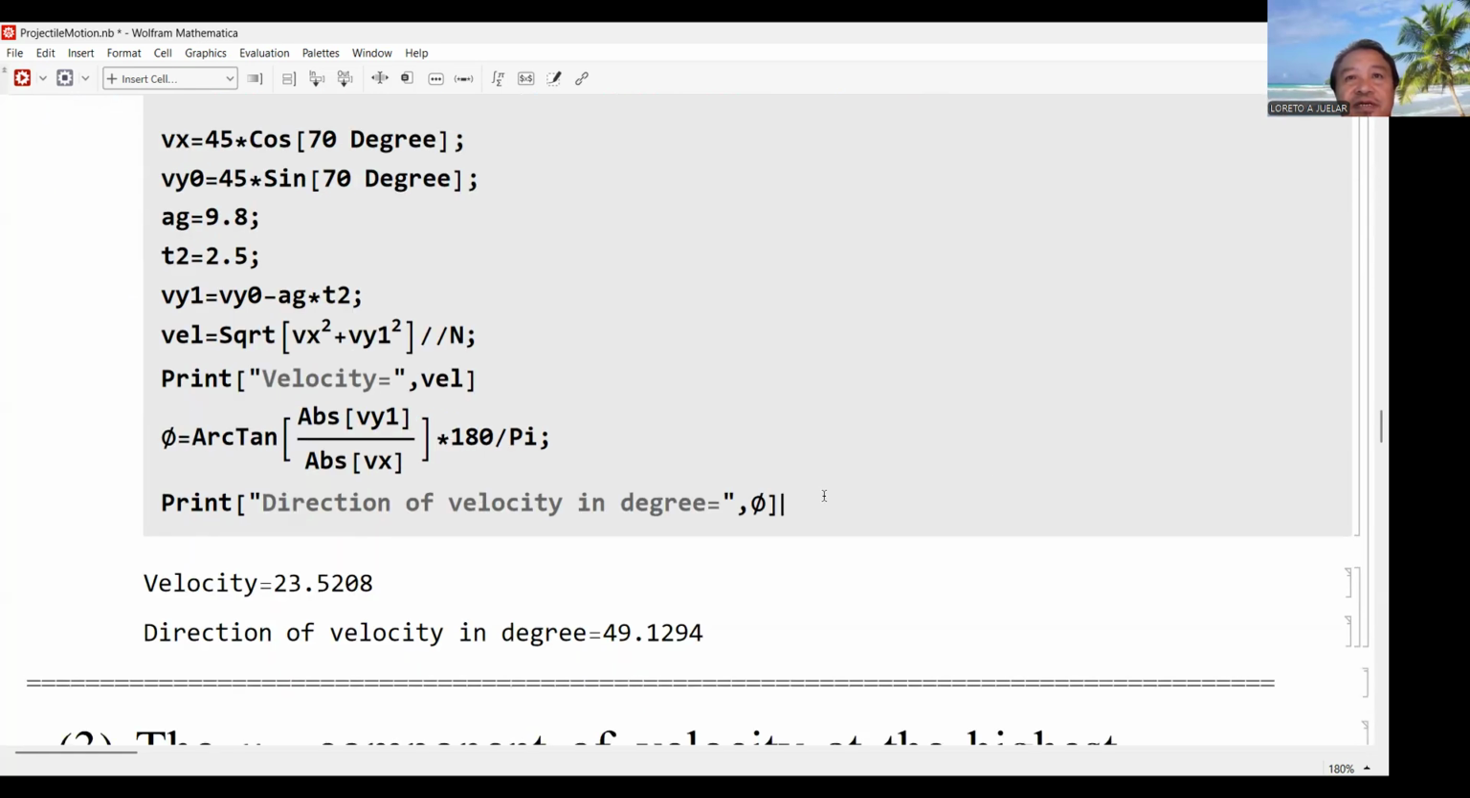So if we enter this one, our velocity is 23 point something, in terms of meters per second. And the direction of the velocity is in terms of degrees. Okay.